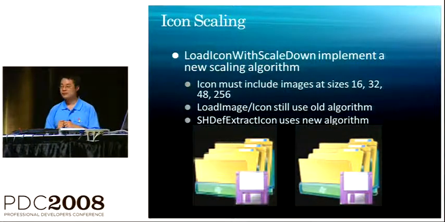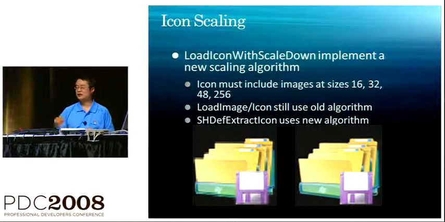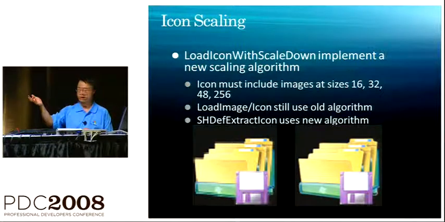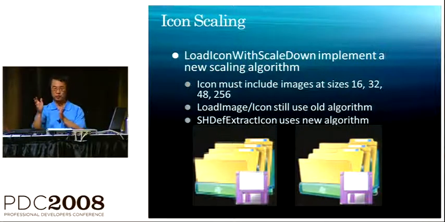down to 96. The old LoadImage, LoadIcon functions still use the old algorithm because they're still part of user32, and user32 is pretty conservative when it comes to these sorts of changes. If you want to use the new scaling algorithm, you need to call this new function LoadIconWithScaleDown. Or if you are worried about working on both systems, both Windows Vista and downlevel, you can use SHDefExtractIcon, which also uses the new scaling algorithm. But on older systems, it still uses the old algorithm. So in a sense, SHDefExtractIcon is sort of the catch-all. It covers both bases.